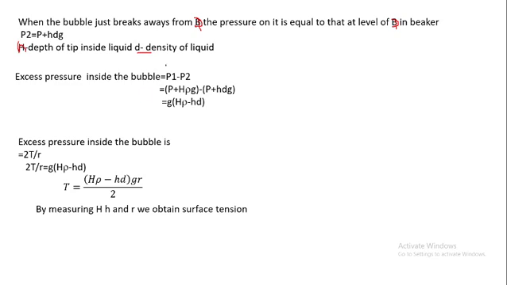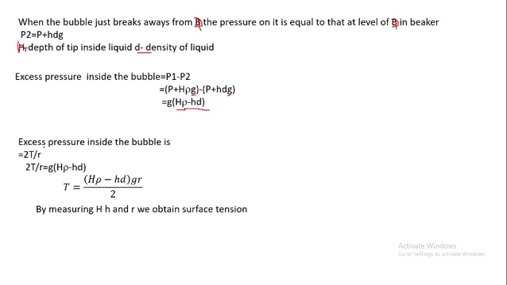We want to determine the surface tension of that liquid, so you should determine the excess pressure inside the bubble. The excess pressure is equal to the pressure difference, P1 minus P2. We got P1 equal to P plus h rho g, minus P plus h d g. P and P will cancel, and g is common, so we get g times (h rho minus h d). Now this is the excess pressure inside the bubble.